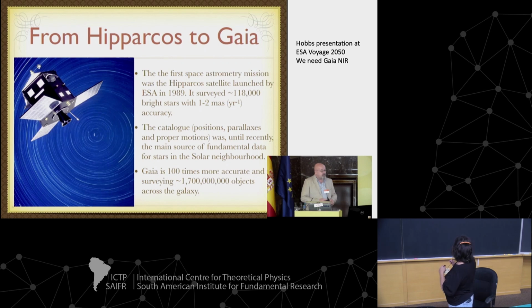Here is a slide that I took from Hobbs, where he is in the ESA Voyage 2050. This was a call from the ESA, which is like the NASA in Europe, for new missions. And we sent a proposal for a Gaia infrared to be launched around 2040, okay? So as I said, not for me to use, but for you guys to use. And he's here defending our project in this discussion of which missions will be retained. For now, we are in the game for Gaia infrared. And that's Hobbs, who is the PI of the Gaia infrared.